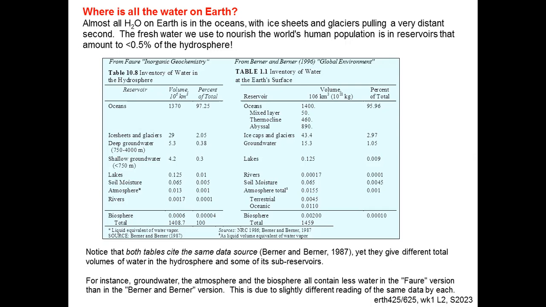Our agriculture, our industry, everything pretty much depends on that sort of 1-ish% that isn't in the oceans or ice sheets and glaciers. And a lot of the groundwater that's deep is too deep to economically be recovered. So that even further reduces the fraction we have available to us as humanity.